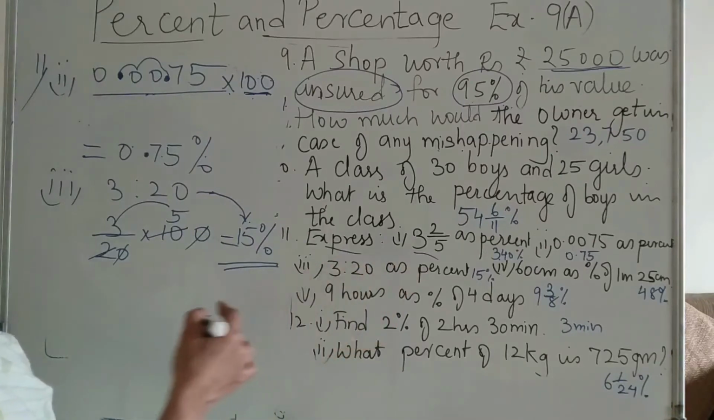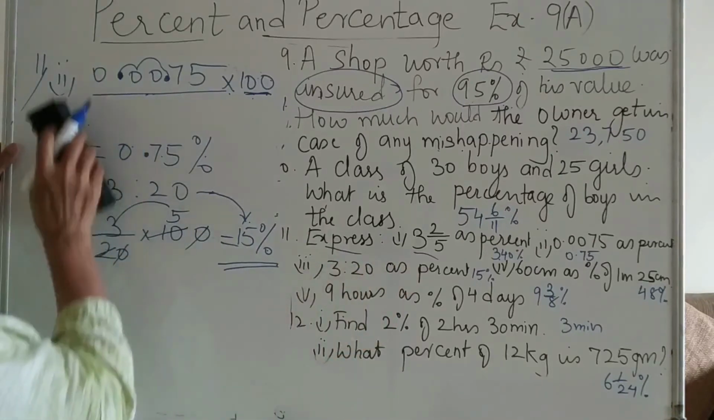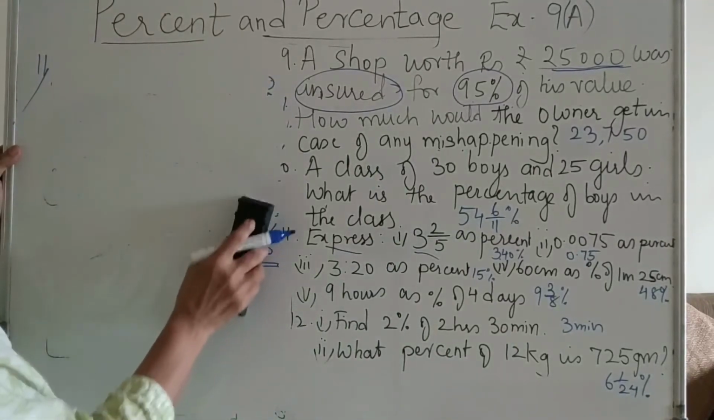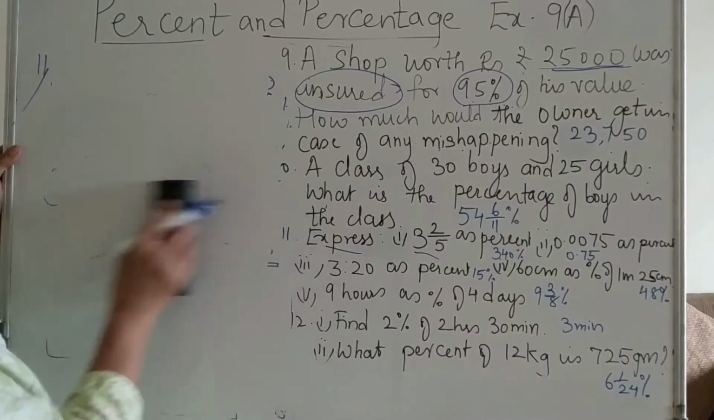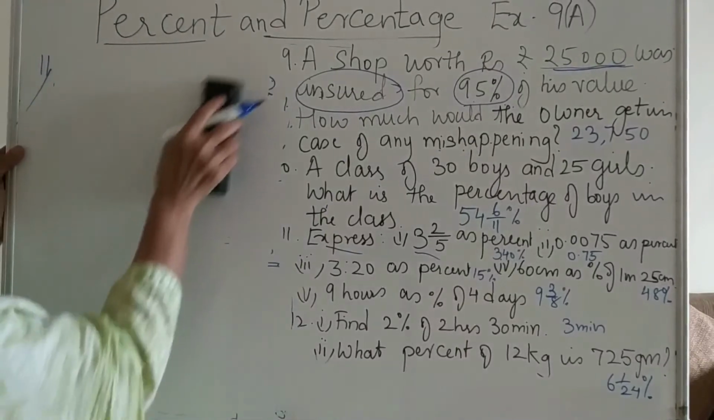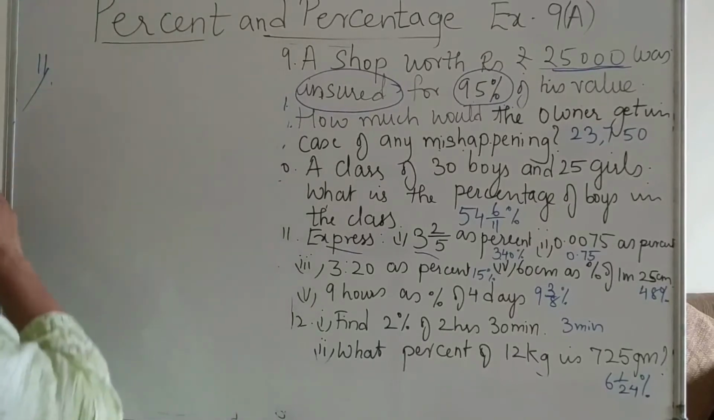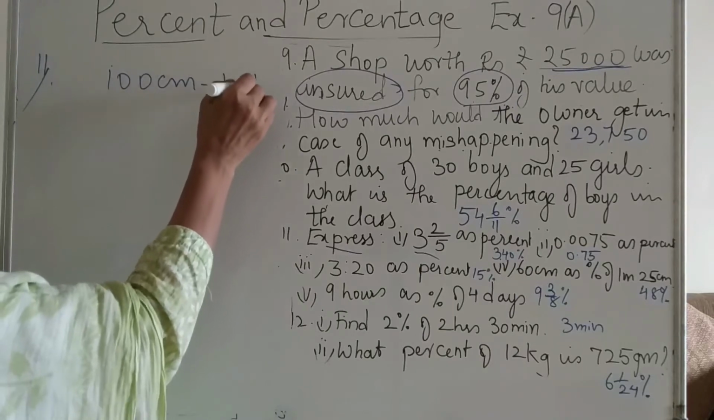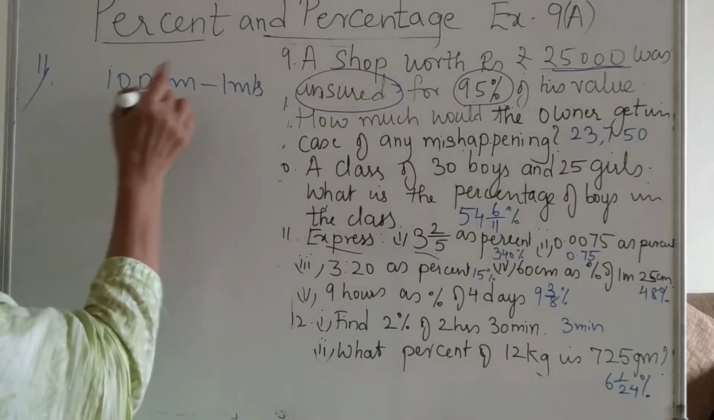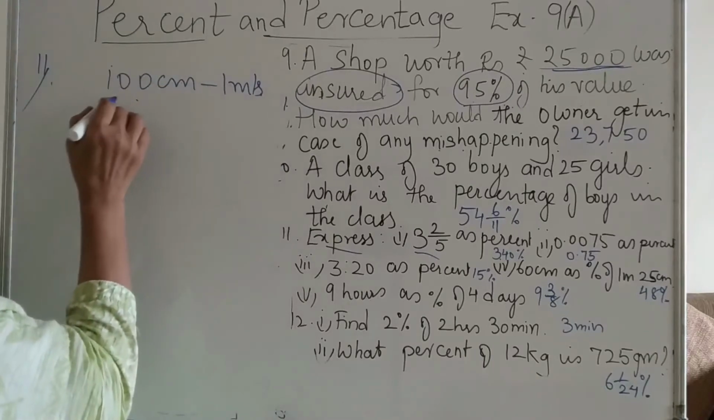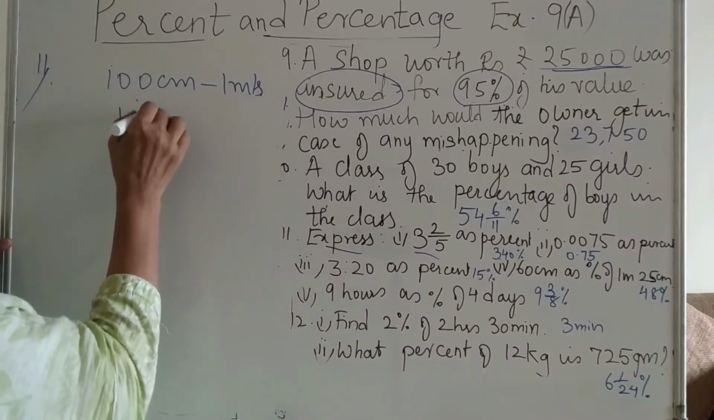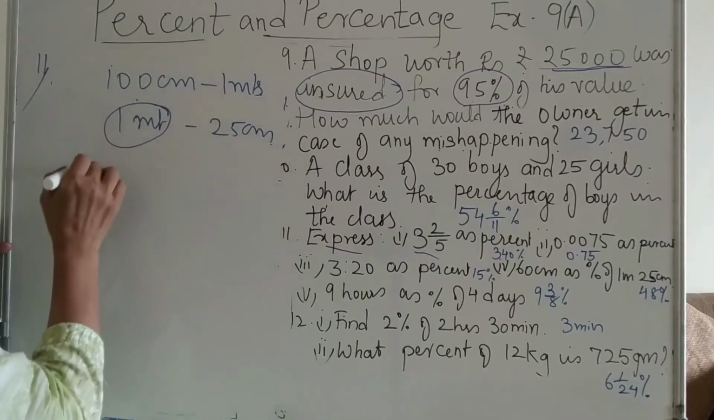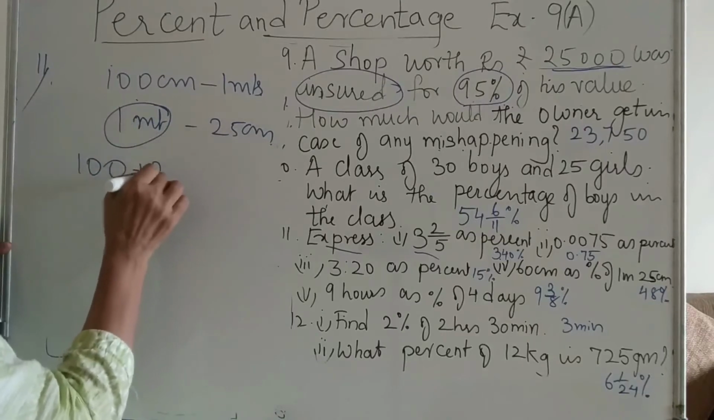Next is 60 centimeter of 1 meter 25 centimeter. Now see the smaller unit here is centimeter and the bigger is meter. You should know how to convert meter into centimeter. So 100 centimeter is equal to 1 meter. Now in addition to 1 meter and 25 centimeter, this 1 meter you have converted into 100 plus this 25 centimeter.